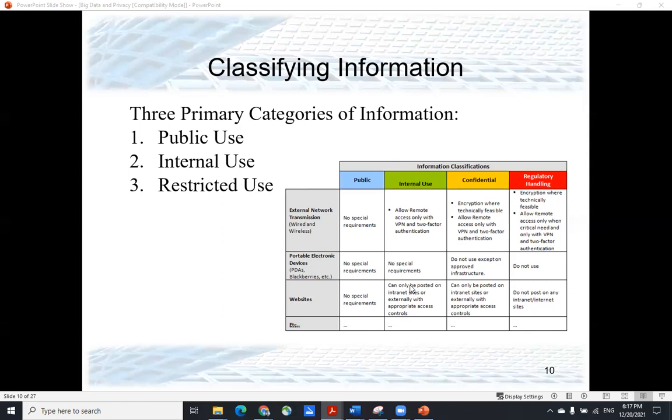And if you have data that is public but located on portable devices, like PDAs, there is also no special requirement because it's public data. And same thing for internal use.